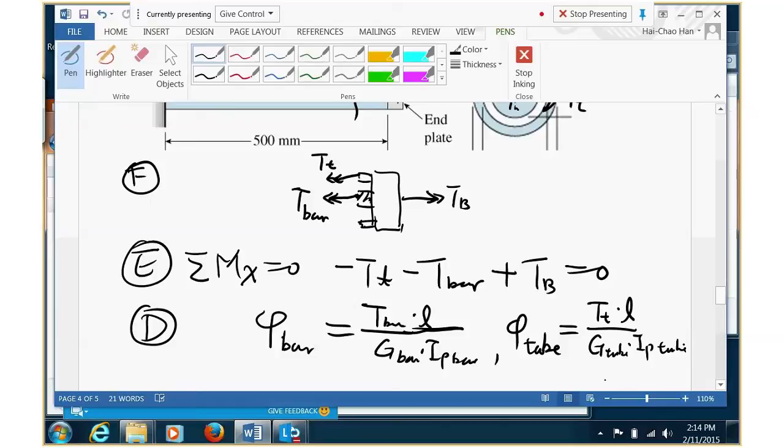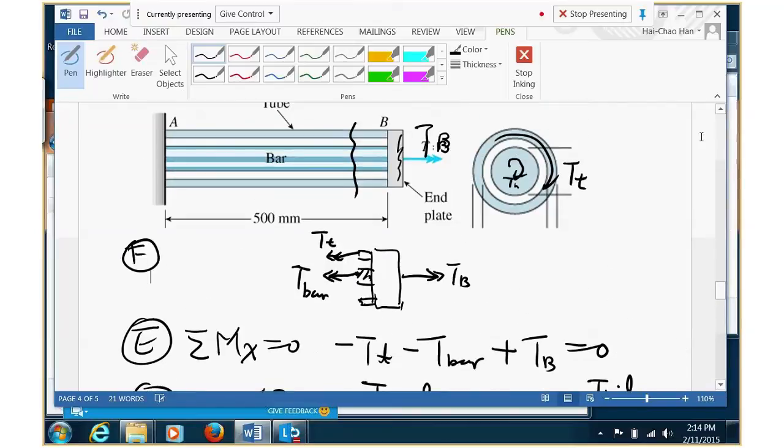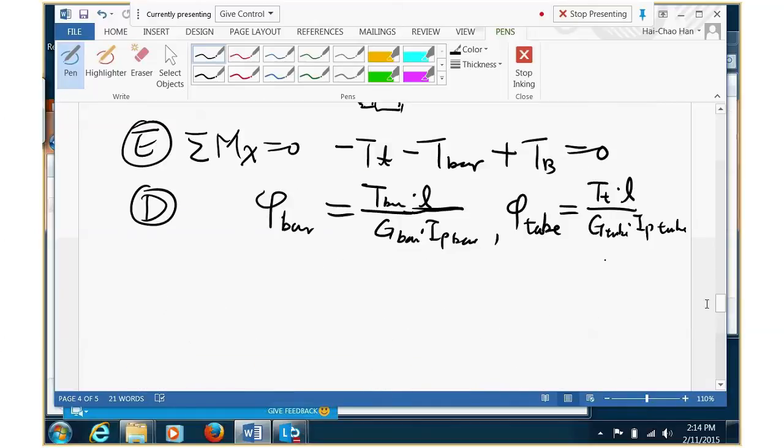Okay, we know the length. Let's say here, 500 millimeter. We know the material, G. And then we know their size. It's giving all the diameters. The label there, somehow the number was missing, but we know it, right? So the only thing you don't know is the T bar and the T tube. But we have two unknowns, so we cannot stop here.